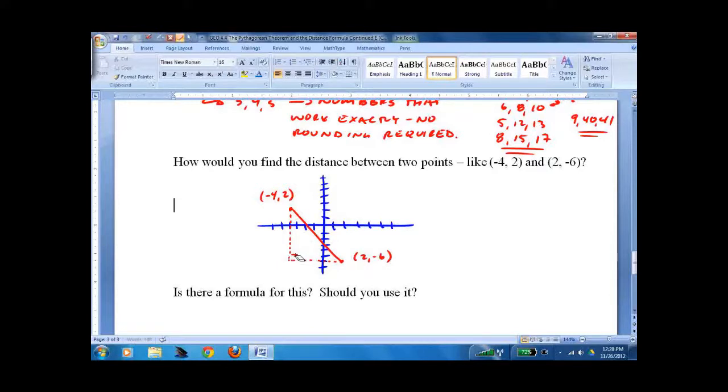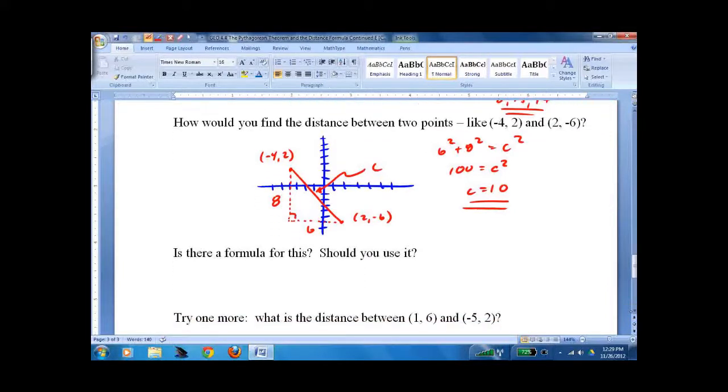Now, however you want to do it, you say, all right, this is 1, 2, 3, 4, 5, 6, 7, 8 down. And this is 1, 2, 3, 4, 5, 6 over. 6 squared plus 8 squared, we'll call that C, equals C squared. 100 equals C squared. C equals 10. Or if you knew that was a triple, once you saw 6 and 8, you could just do it that way. Now, there's a formula for this.